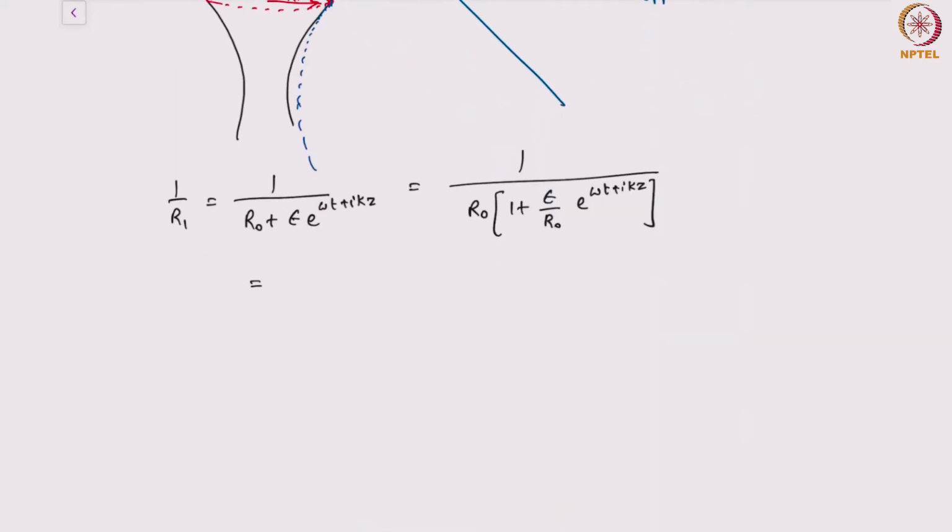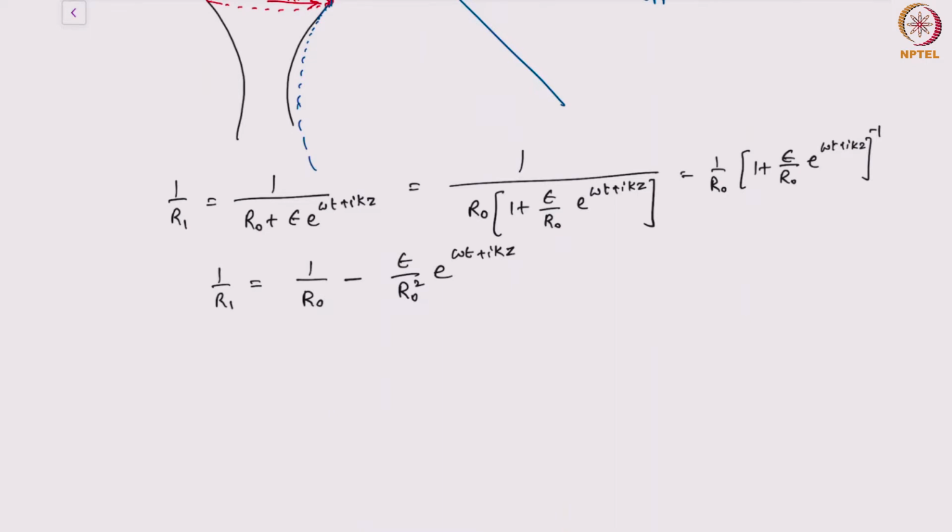This is 1 by R0 into 1 plus epsilon by R0 e power omega t plus ikz, whole power minus 1. And now I can do a binomial expansion and retain only the leading order terms, or only the linear terms. What do I get? I get 1 by R0 minus epsilon by R0 square e power omega t plus ikz.